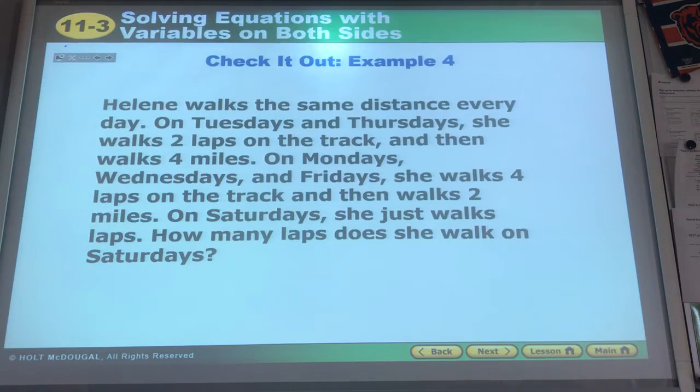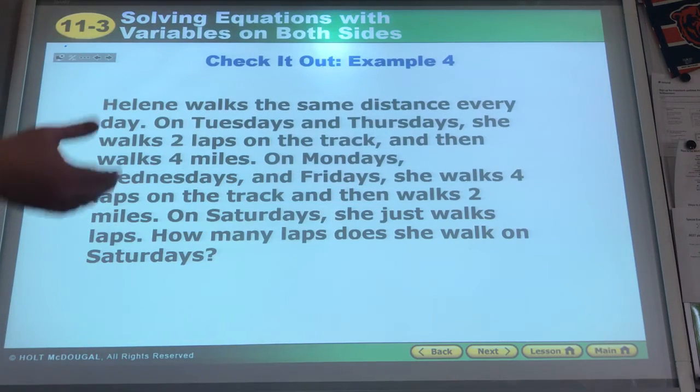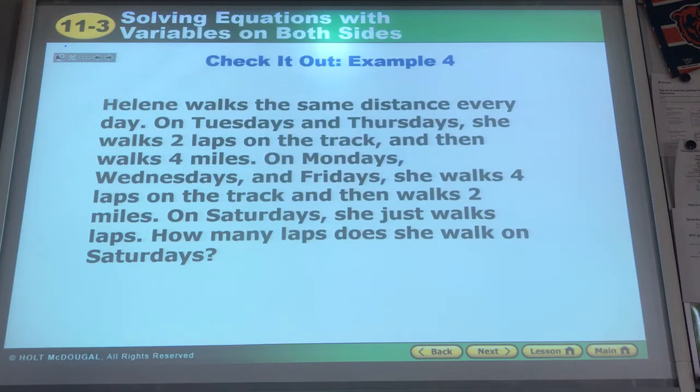Multiple step problems. You have to find the part, to find the next part, to find the next part. Helen walks the same distance every day. On Tuesdays and Thursdays, she walks 2 laps on the track and then walks 4 miles. On Monday, Wednesdays, and Fridays, she walks 4 laps on the track and then walks 2 miles. On Saturdays, she just walks laps. How many laps does she walk on Saturdays? So we got to compare our Tuesday or our Thursday to a Monday, Wednesday, or Friday. So how do we do that?